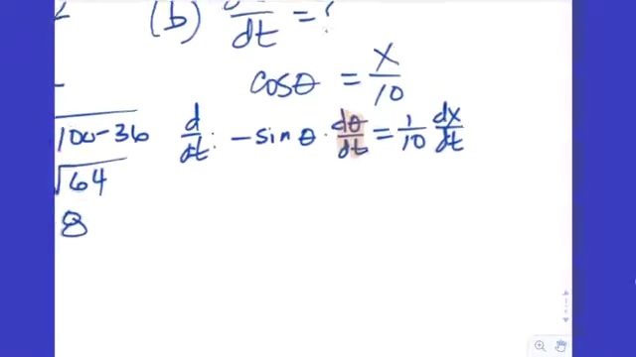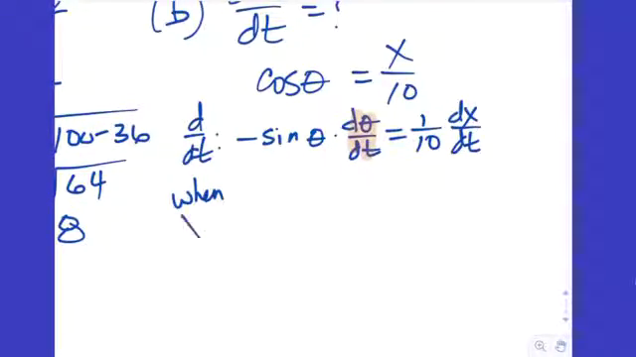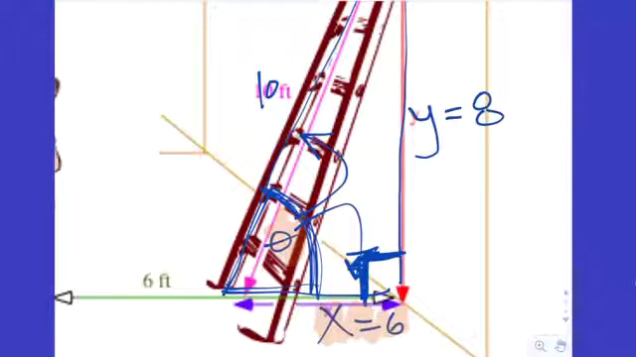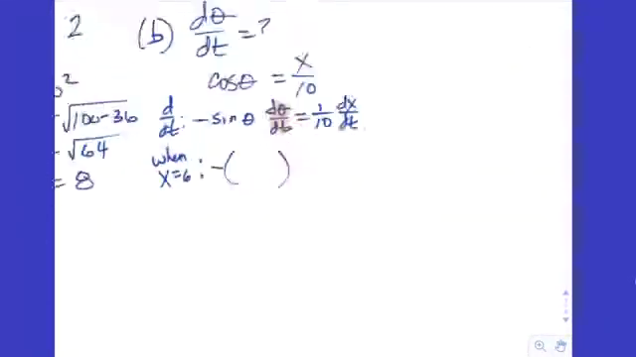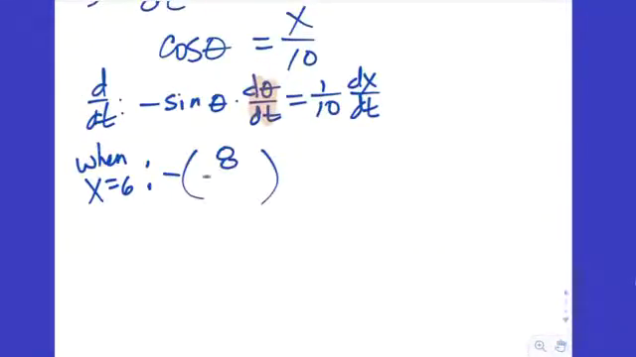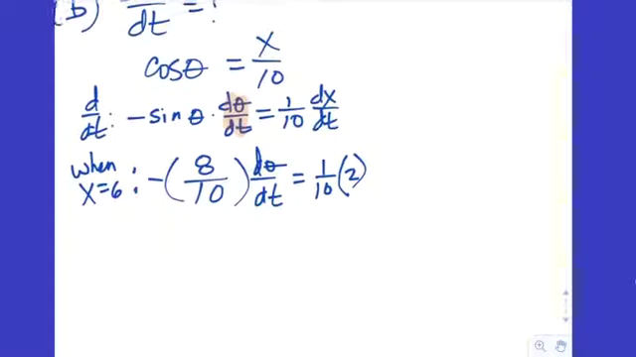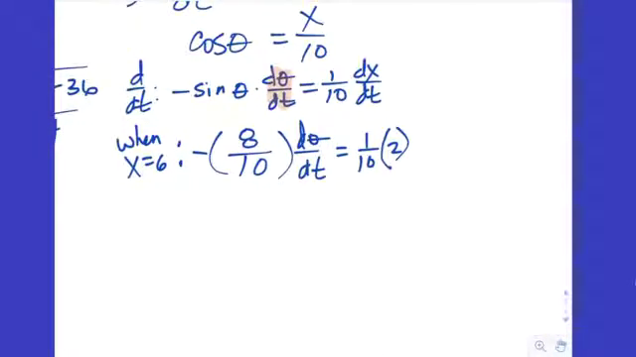So let's go ahead and plug in. When x equals 6, we get negative sine of theta. The sine ratio, sine is opposite over hypotenuse, so that's 8 over 10. You don't really need theta, you just need the sine ratio. So it's negative 8 over 10 times d theta dt equals 1/10 times dx dt, which hasn't changed, it's still 2. Now you can solve for d theta dt.